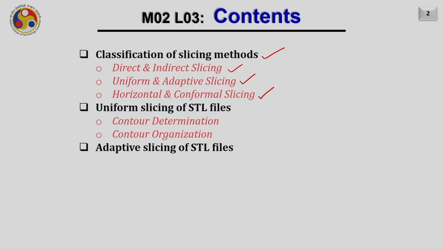In detail, we shall discuss the uniform slicing of STL files, and hence the generation of contours through the slicing and the organization of the contours after slicing. Briefly, we shall also discuss the adaptive slicing of STL files.